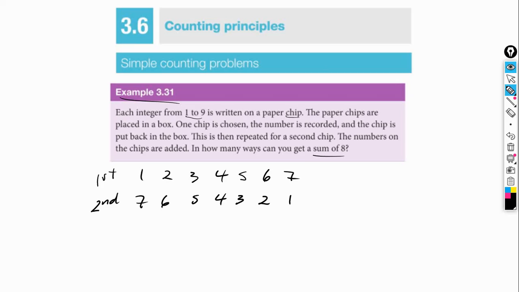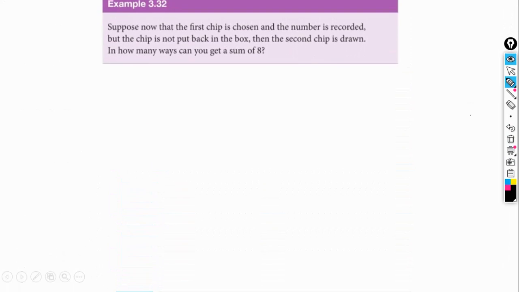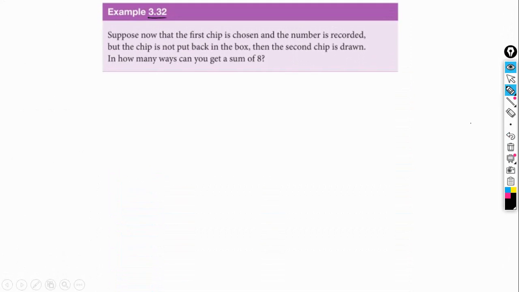Notice that we don't use 8 or 9 because there's no way you can get a sum of 8 with either 8 or 9. So in conclusion, we can say that there are 1, 2, 3, 4, 5, 6, 7 different ways in which we can get a sum of 8. So now let's take a look at example 3.32.